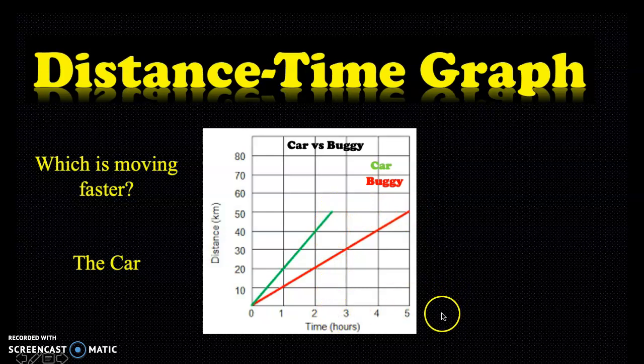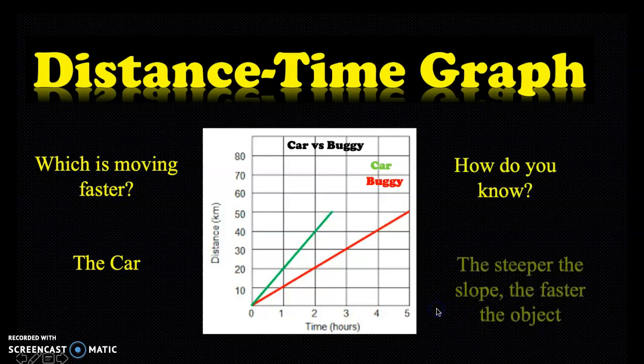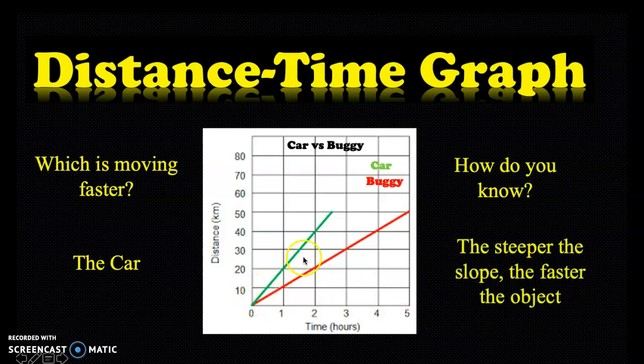Now, there is a nice little shortcut to this. So how do you know? The steeper the slope. You can see here that this green line has a steeper slope than the red line. The green represents the car and the red represents the buggy. The steeper the slope, the faster the object. So right away, when I ask this first question, which is moving faster, I could simply say the car because I saw that it had a steeper slope.